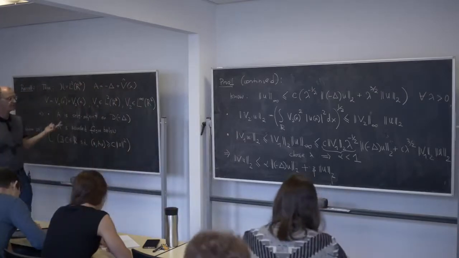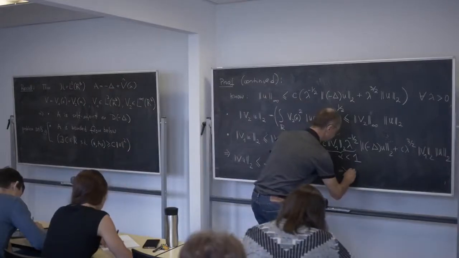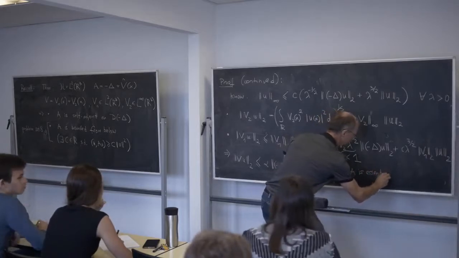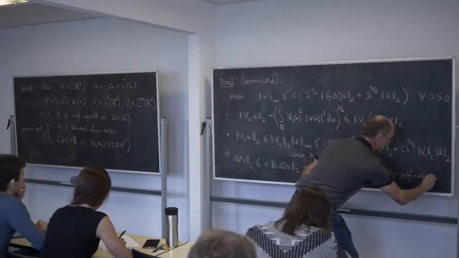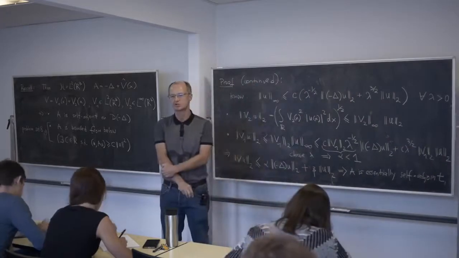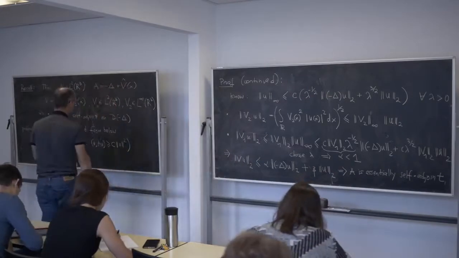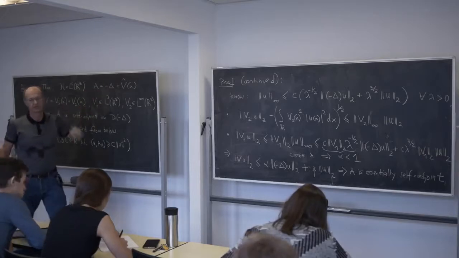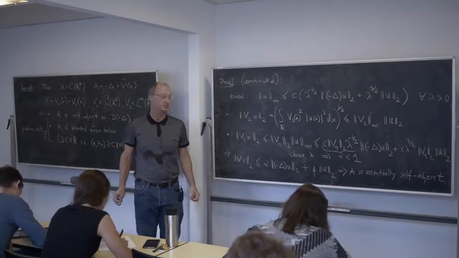And technically speaking, it shows that A is essentially self-adjoint on nice functions, right? We chose some space of nice functions, and then those nice functions are dense in the domain of the Laplacian. So by Kato-Rellich, A is self-adjoint on the domain of the Laplacian.